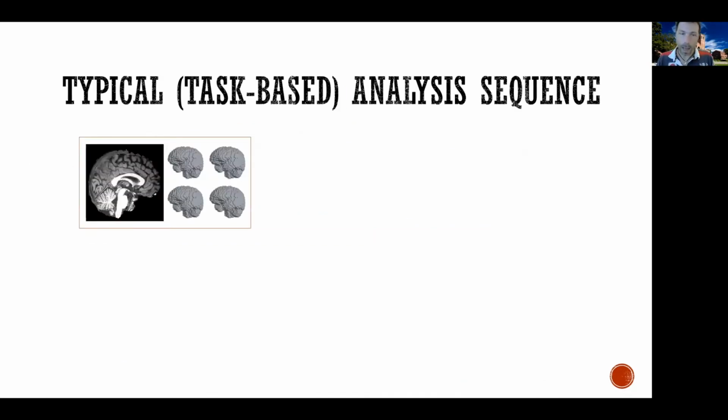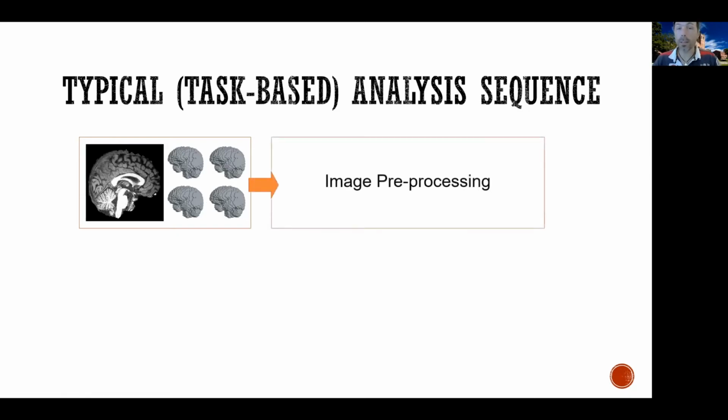Now, here's a typical sequence. Let's say you perform an experiment. This is the typical sequence in which you would analyze your data. So you might acquire the data, again, in our case, 1 structural image and 4 functional images. Then you would do pre-processing to the functional data. And that's what we are going to focus on today.